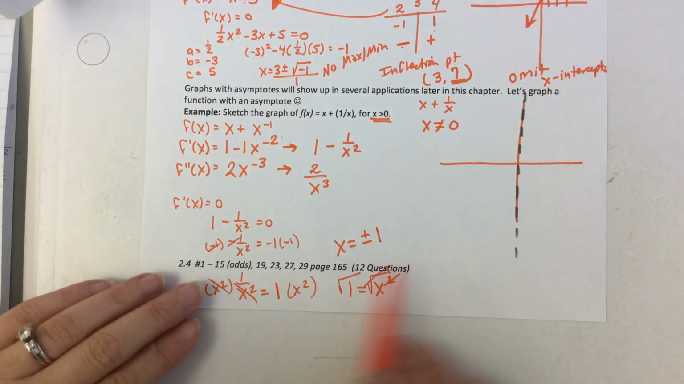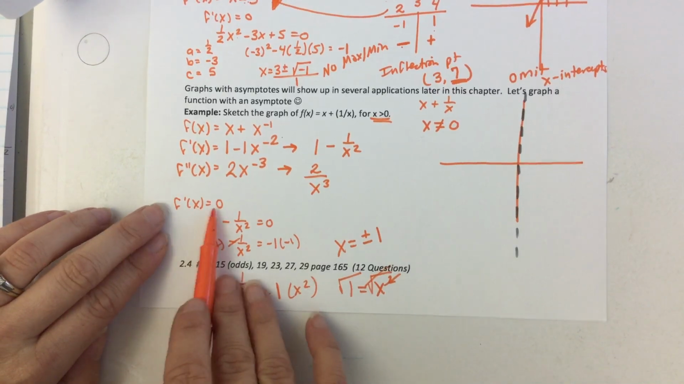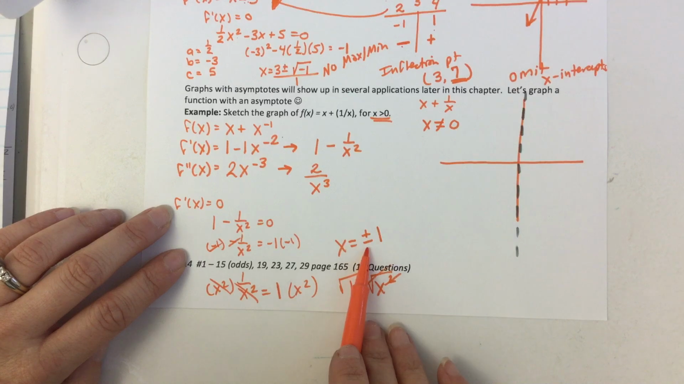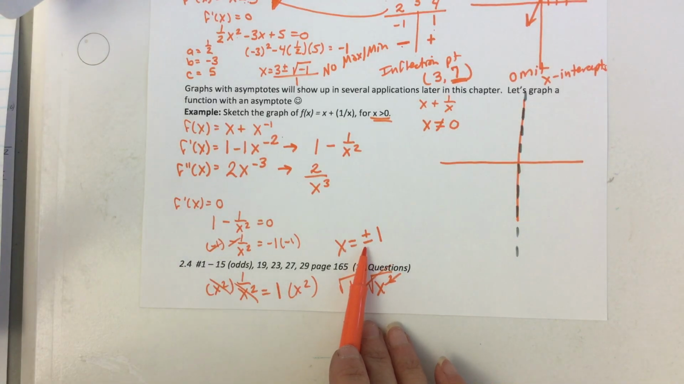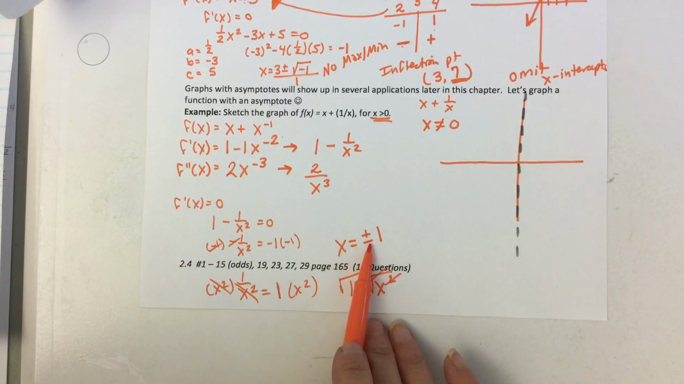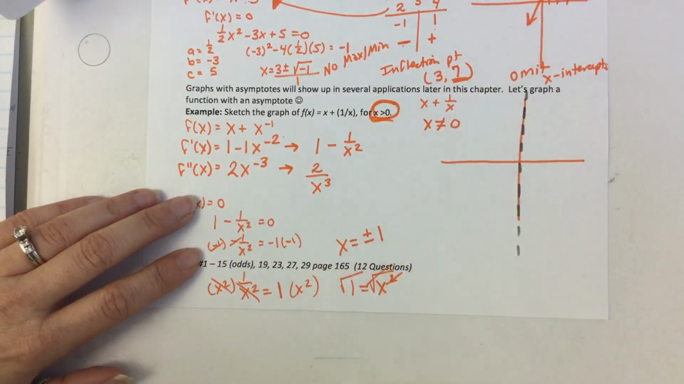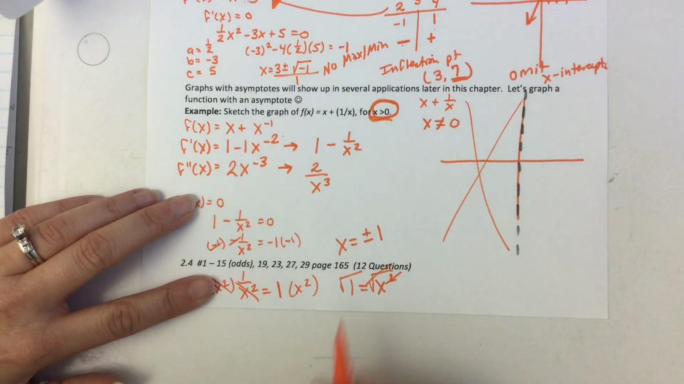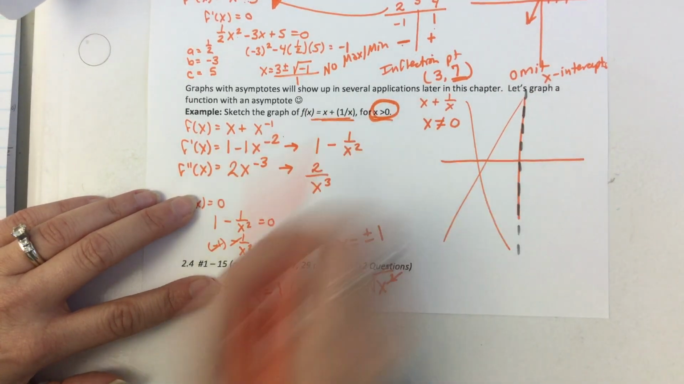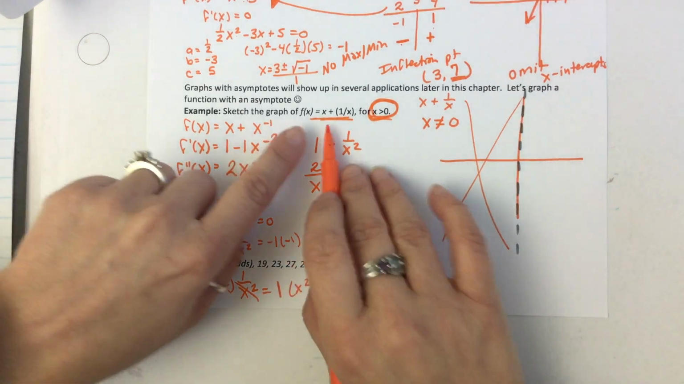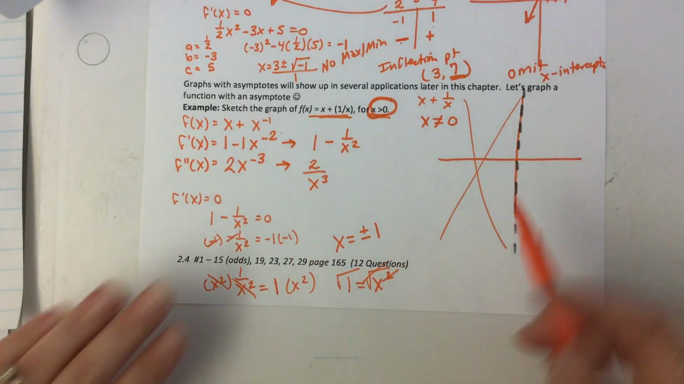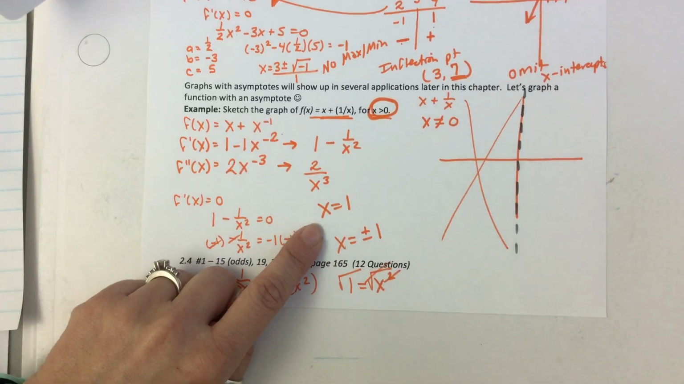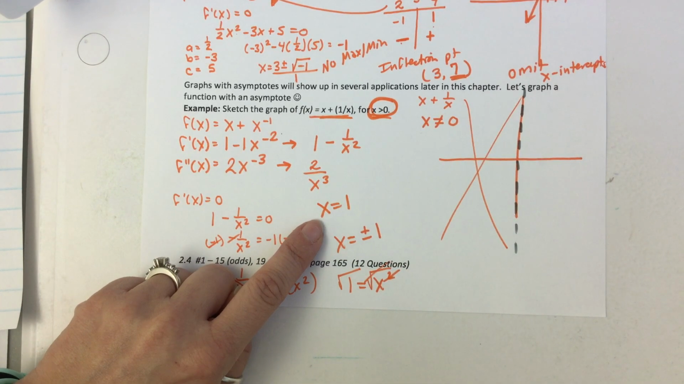All right, keep going. I set the first derivative equal to 0 and solved. I found possible maximums or minimums where x is positive or negative 1. Here, they only want us to worry about the right side of the graph, because this function is defined for x greater than 0. So the only one I have to test is x equals 1, a possible maximum or minimum.